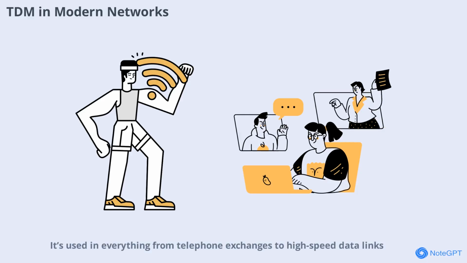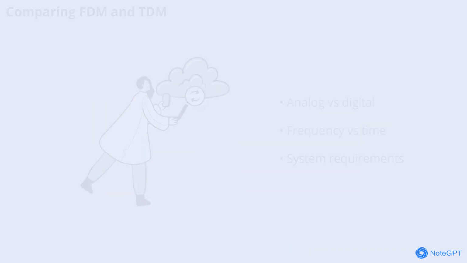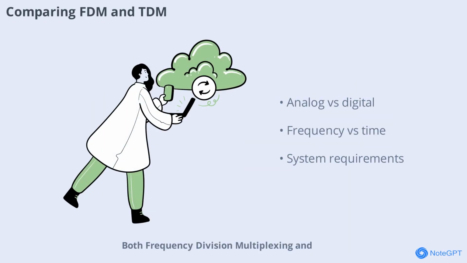TDM allows multiple digital signals to share the same physical medium, maximizing efficiency and reducing costs. Technologies like SONET and SDH, which form the backbone of global telecommunications, rely heavily on TDM. By organizing data into precise time slots, TDM ensures that each signal gets its fair share of bandwidth, making modern communication fast and reliable.